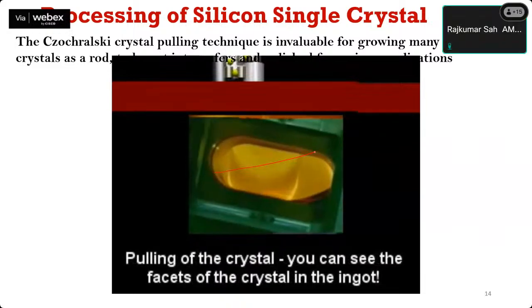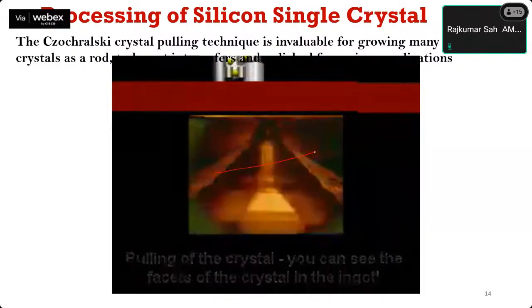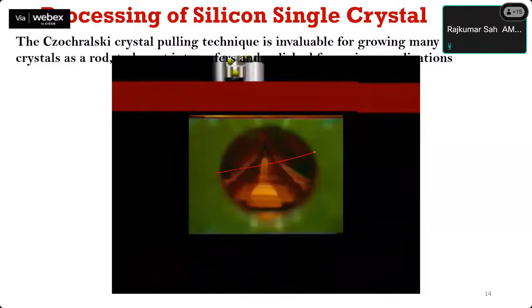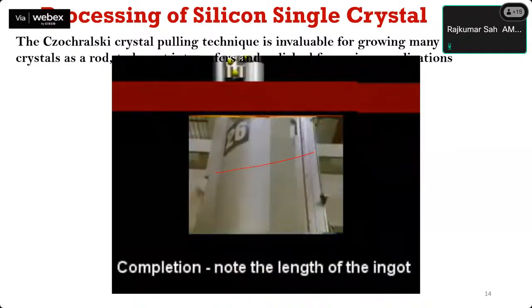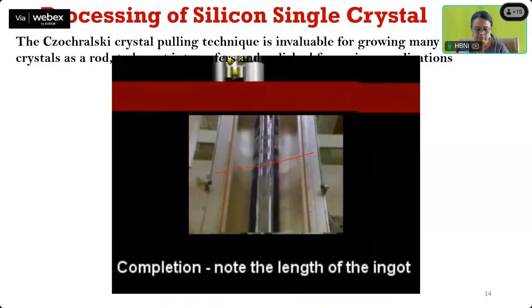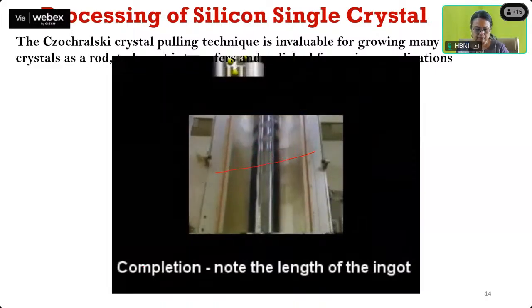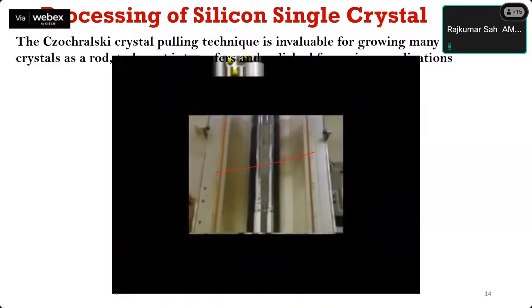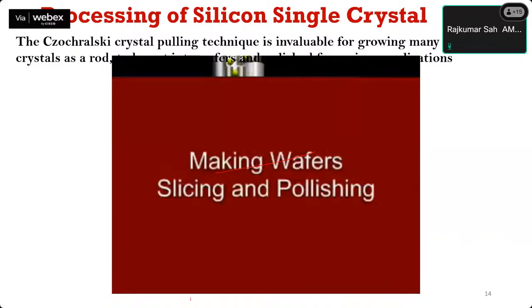Yes, ma'am. Whatever we are taking as the melt, is that the pure crystalline form, or is it some impure material for the melt? Yes. Yeah.